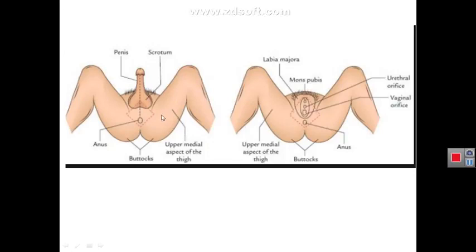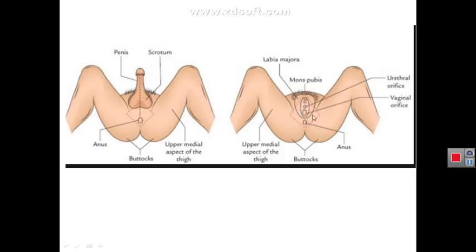And therefore, if you consider the superficial or surface boundaries of the perineum, you have to say that the perineum is bounded in male anteriorly by the scrotum, while in female, it is bounded anteriorly by the mons pubis. Posteriorly, the perineum is bounded by the buttock, both in male and female. And on the sides, the surface boundaries of the perineum are the medial aspects of the upper thigh.